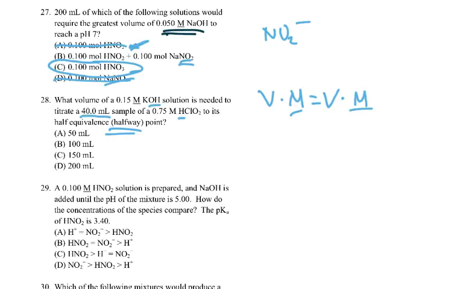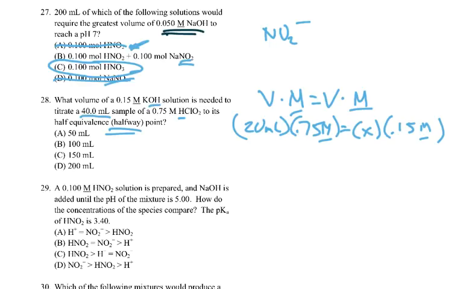that the volume times the molarity of our acid is equal to the volume times the molarity of our base. Okay, so we could say that we have 20 milliliters of 0.75 molar acid is going to equal what milliliters of 0.15 molar of our base. And we can see that our acid is 5 times more concentrated. That means we're going to need 5 times more of our base. So instead of 20 milliliters, we're going to need 100 milliliters. So the answer is B.